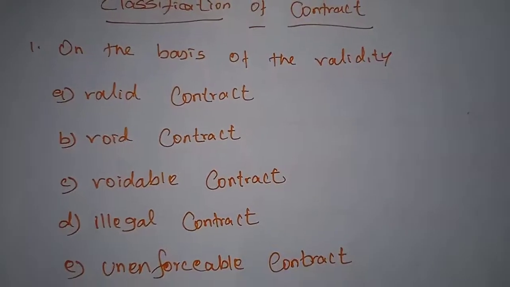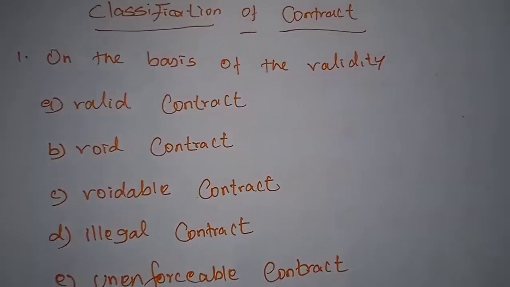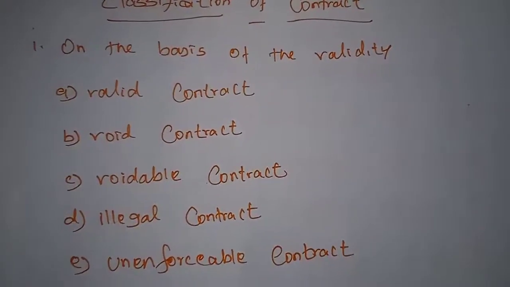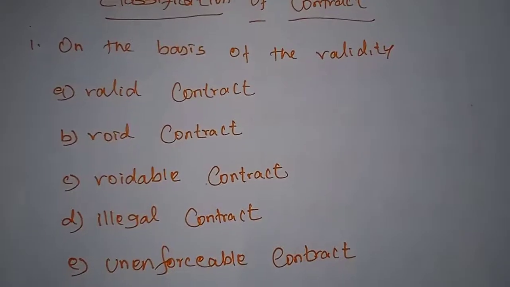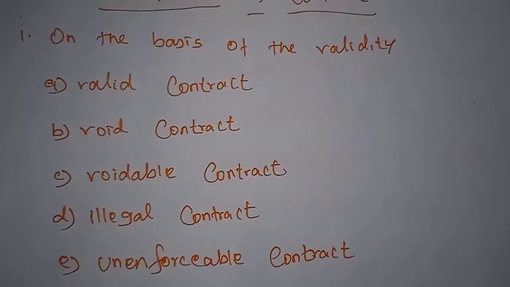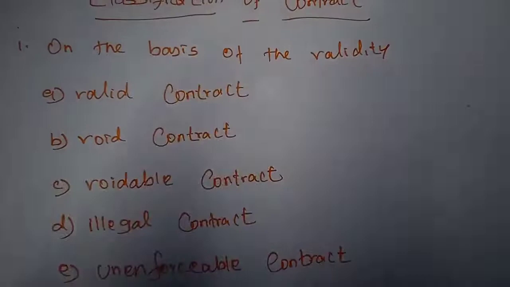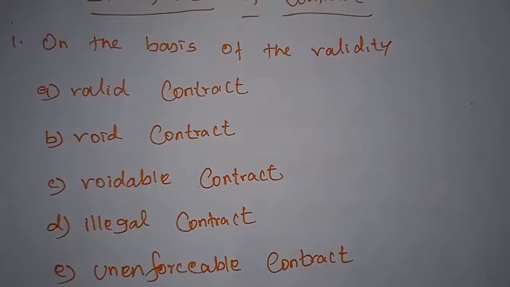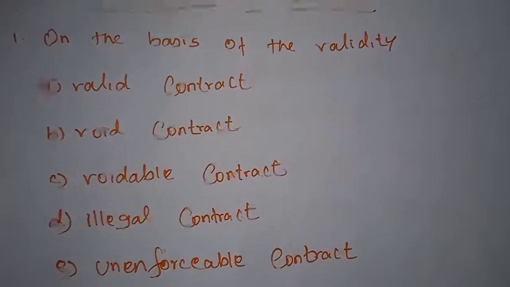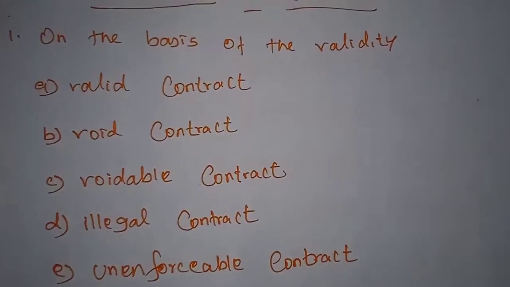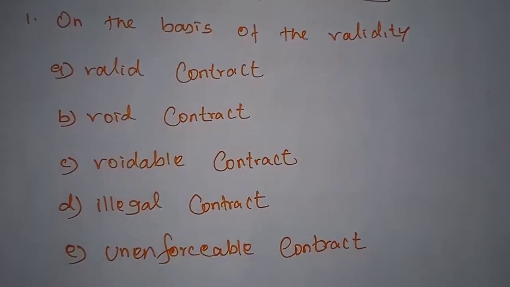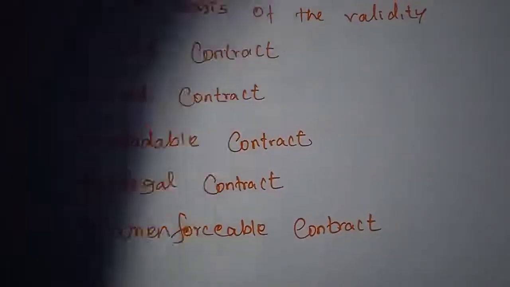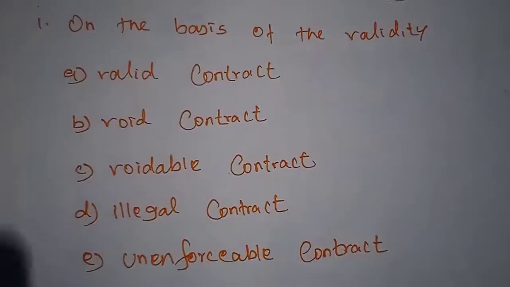First, if you are considering the basis of validity, the contract is classified into four or five types. First one is valid contract, an agreement which fulfills all the essentials prescribed by the law on the basis of its creation. For example, A offers to sell his car for 2 lakhs to B. B also agrees to buy it. It is a valid contract because the two persons are able to fulfill their agreement. So that agreement is considered a valid contract.